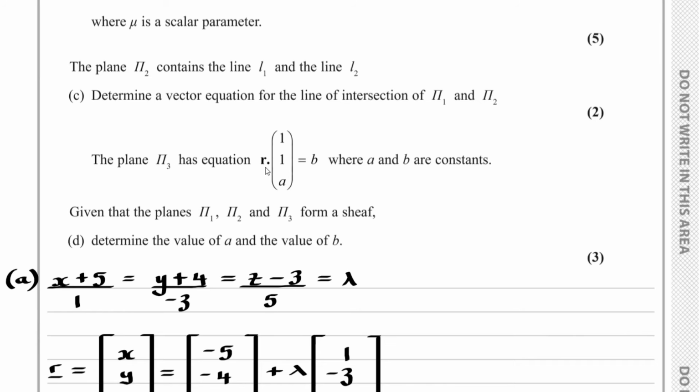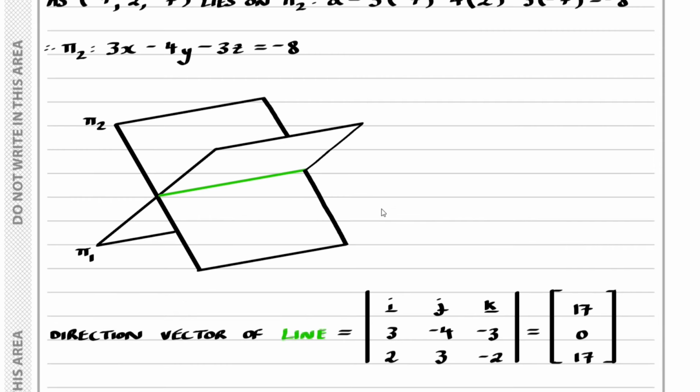The plane pi 3 has equation r dot with (1, 1, a) equals b, where a and b are constants. Given that the planes pi 1, pi 2 and pi 3 form a sheaf, for part D we have to determine the value of a and the value of b. Now if we consider the diagram which we discussed previously, we've got pi 2 and pi 1 forming a sheaf, and at a particular point there is consistency. In other words, the equations are all the same because they form a sheaf.